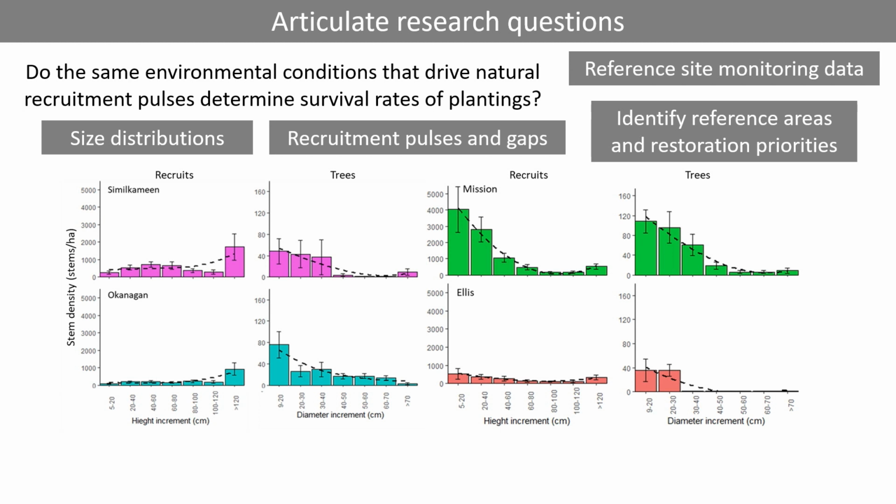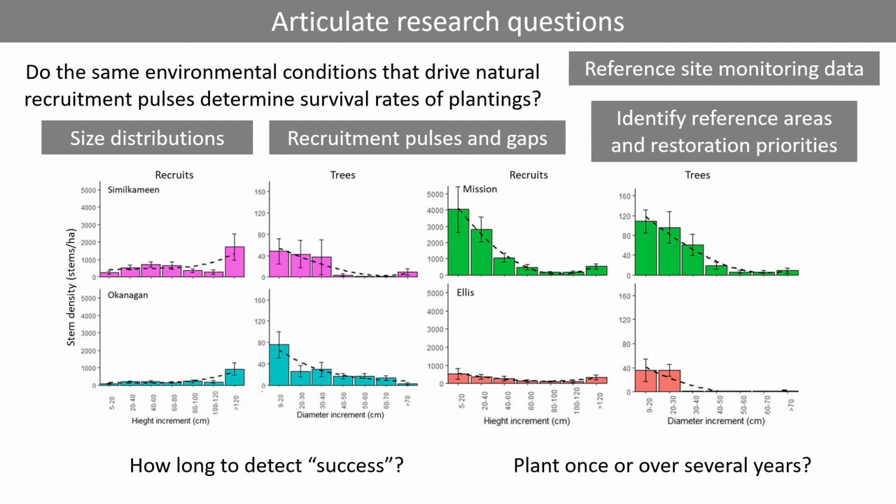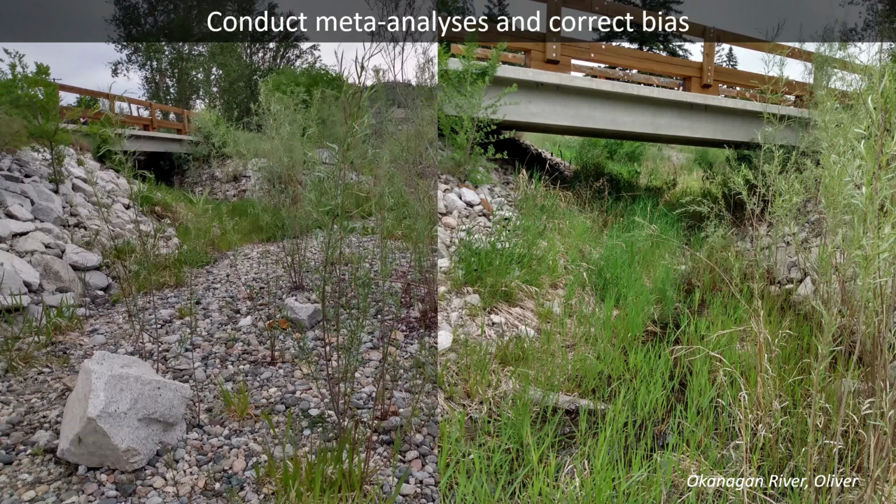You can also use these types of plots to figure out where good reference areas might be and where habitats that are in trouble and should be prioritized for restoration might be. You can try and figure out how long you'll have to wait until you might detect a success. Or you can try and decide whether you need to plant once or distribute planting over several years to hedge your bets against this environmental variability.